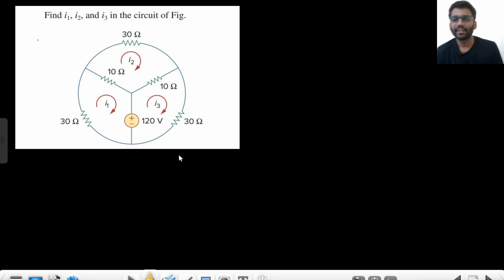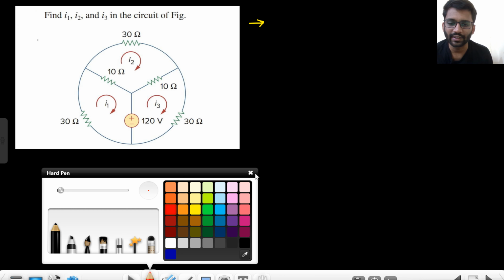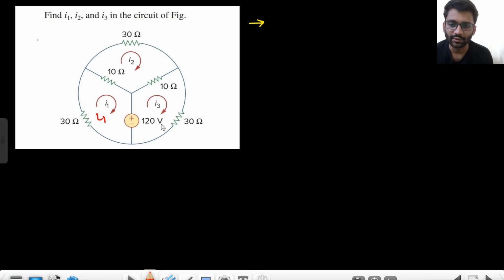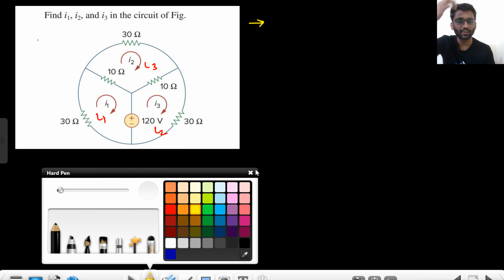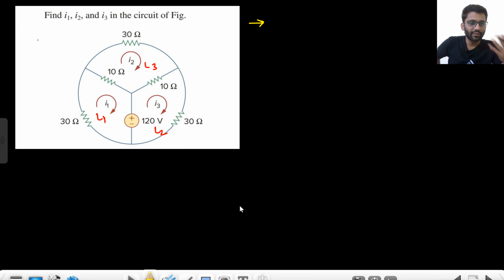In this question, you need to find the value of I1, I2 and I3. Okay. So 3 loops, 3 equations, you will get the value of I1, I2 and I3. Very easy question. So let me call this one as loop 1, this one as loop 2, this one as loop 3. This question is just for practice so that you understand how to write the equations quickly. If you solve these kind of questions, you will be able to write down the equations quickly.